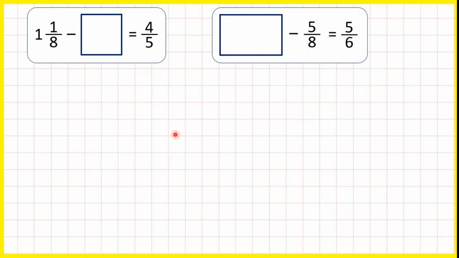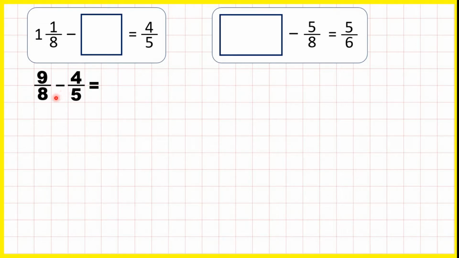So here we have some missing number or missing fraction subtraction problems. Now for this first problem, it's the second number in our subtraction that's missing. And in missing number problems, if the second number is missing, then we still subtract to find our missing number. So we need to work out 1 1/8 minus 4/5 to find our missing number. Now as an improper fraction, 1 1/8 is 9/8 and we're subtracting 4/5.